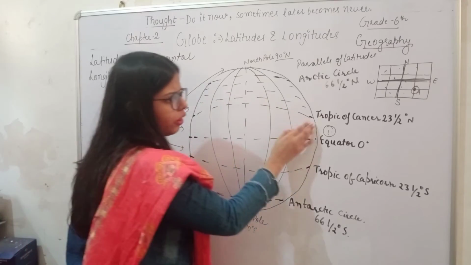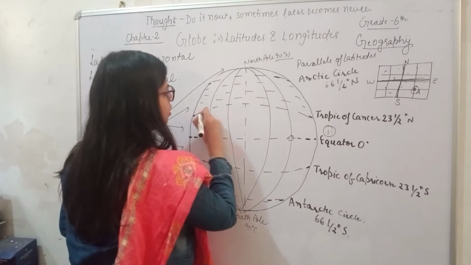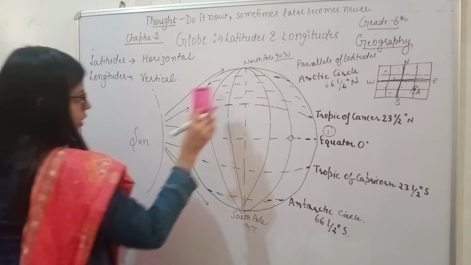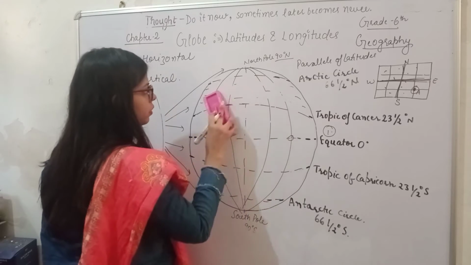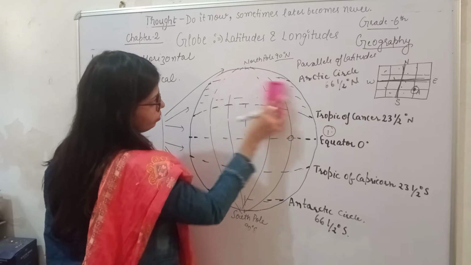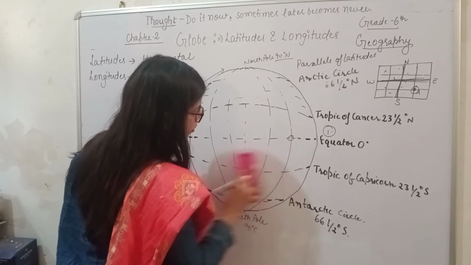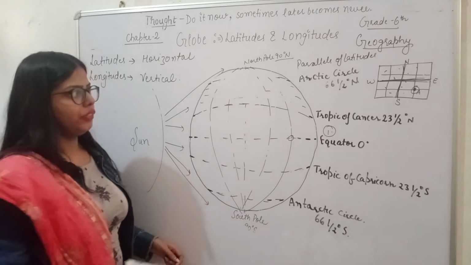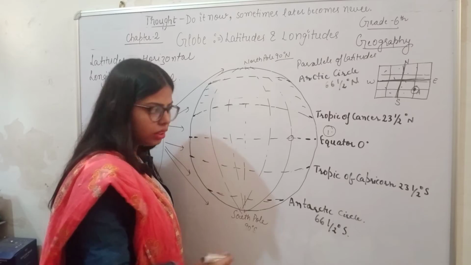Then we have Tropic of Cancer at 23.5 degrees of north. Let me erase this. So, we have equator at 0 degrees, Tropic of Cancer at 23.5 degrees, at 66.5 degrees we have Arctic Circle.